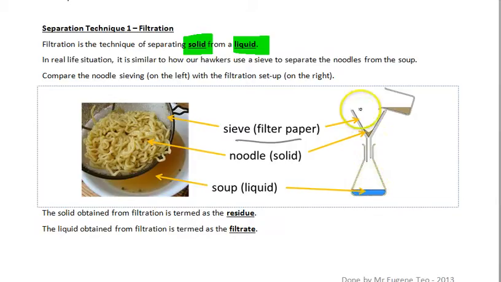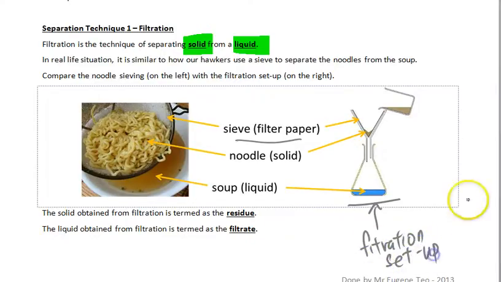Okay, now this is a setup for filtration. Okay, this is a filtration setup. So your filter paper, okay, functions like a sieve. Your solids here is like the noodles, and the liquid here is like the soup. So when we are doing the filtration method, or I should say the separation technique of filtration, we're actually trying to get the solid away from the liquid. We are separating the solid from the liquid.